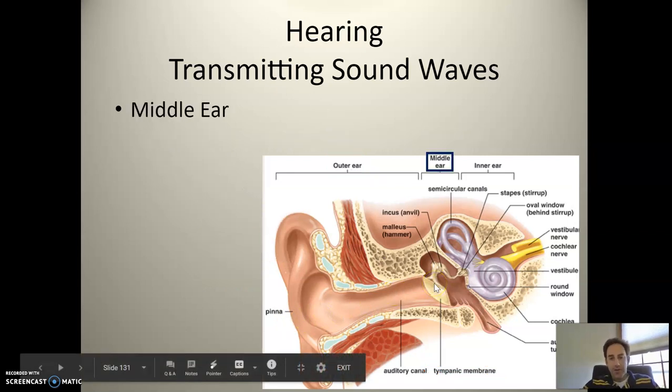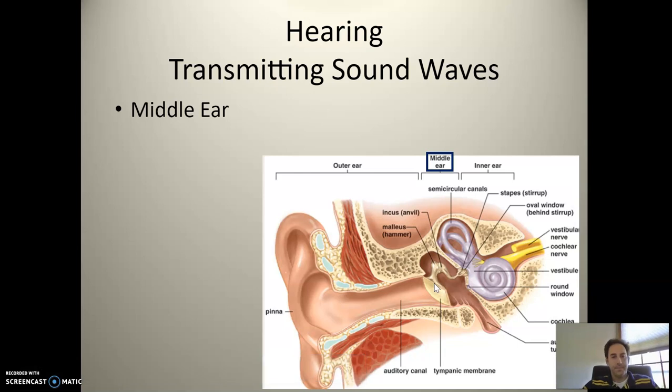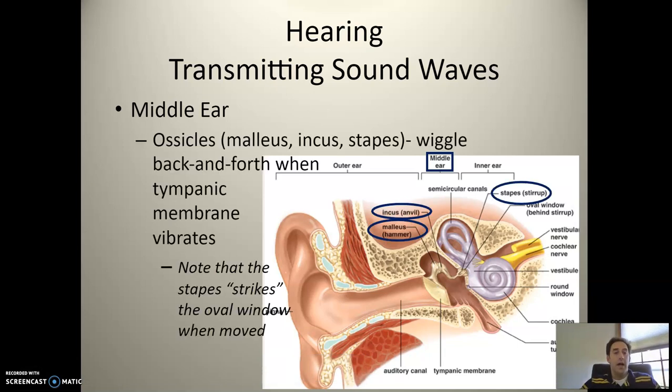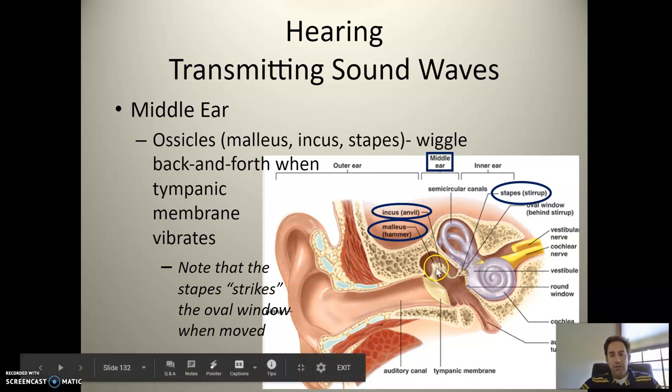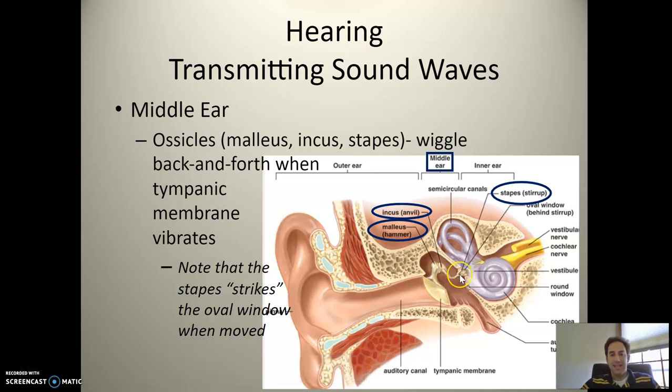Okay, that brings us to the middle ear. Two more letters and we're in Middle Earth, by the way, for you Lord of the Rings fans. Inside the middle ear are three what are called ossicles. The ossicles are these tiny bones. They're called the malleus, incus, and stapes.